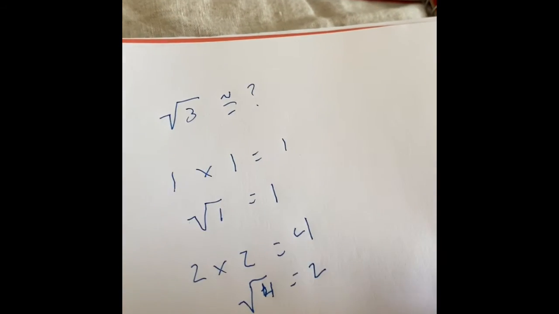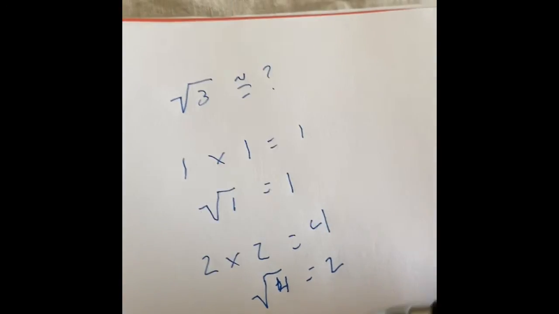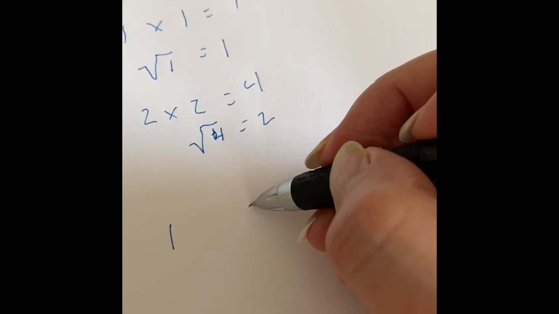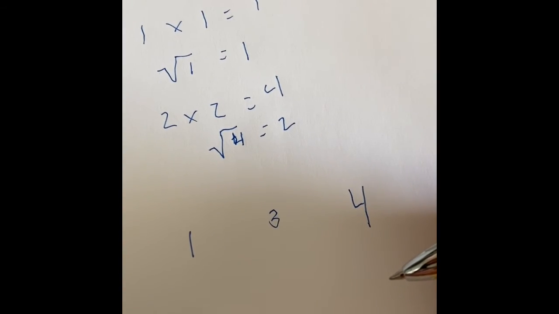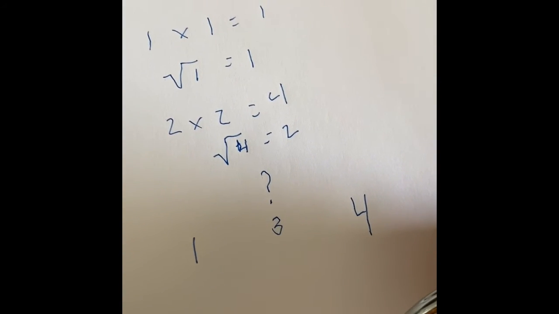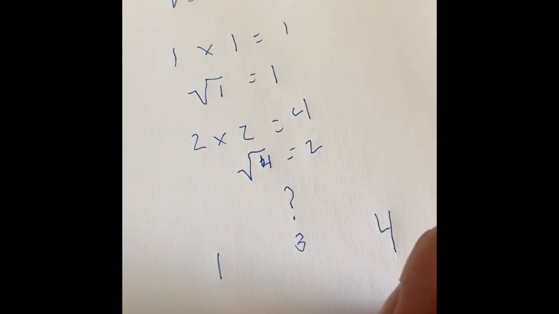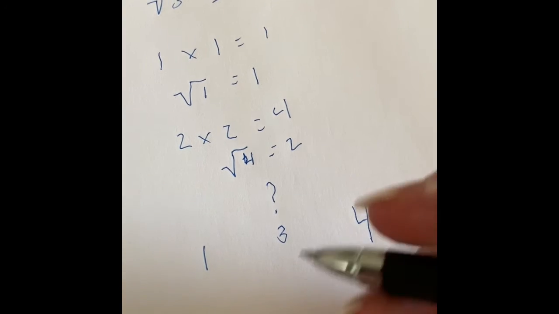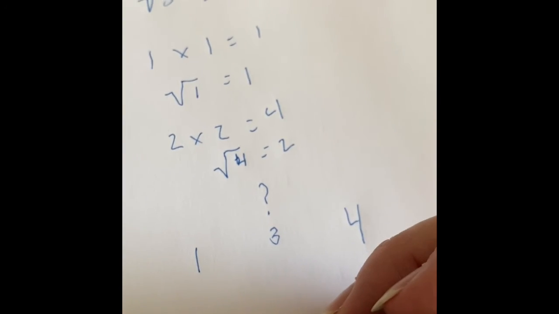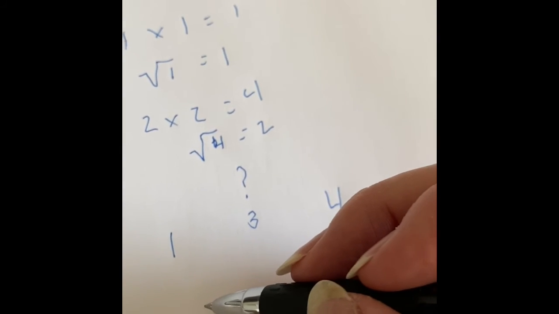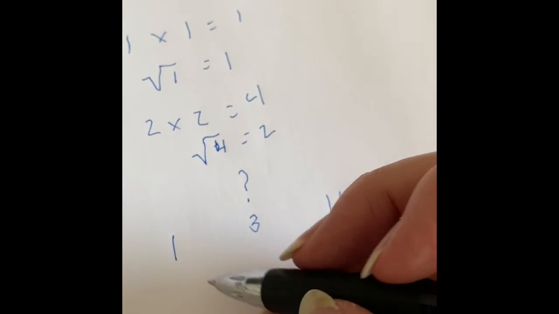equals 2, right? So we have a perfect square of 1, and we've got a perfect square of 4, but we don't have a square root of 3. So question mark there. What we know then is that the square root of 3, because it does exist, is going to be like 1.4 or something like that, but it's going to be an irrational number, like 1.4135 and so on, going on forever. But we know that it'll be in between 1 and 4.